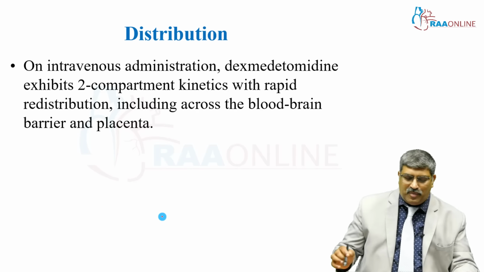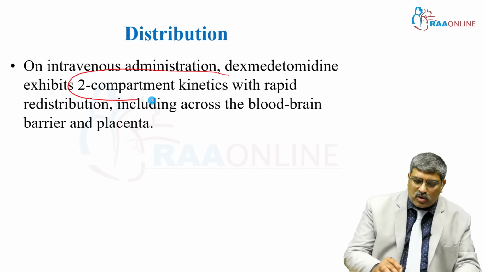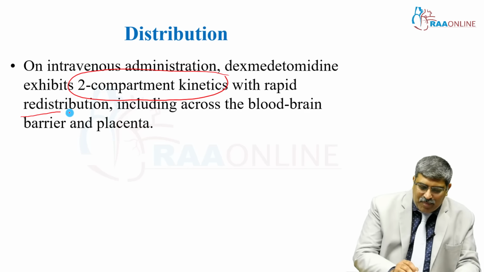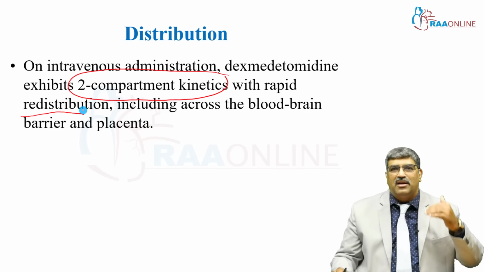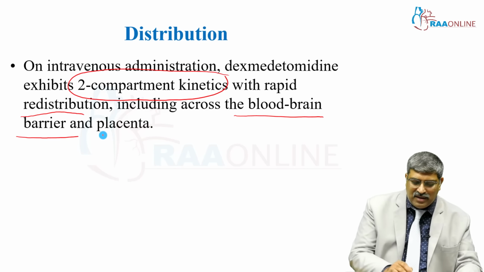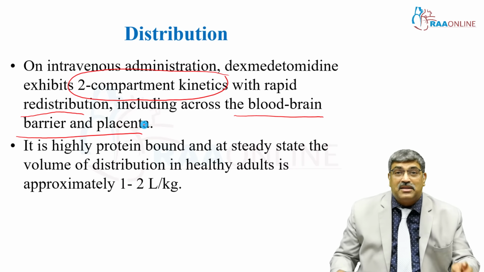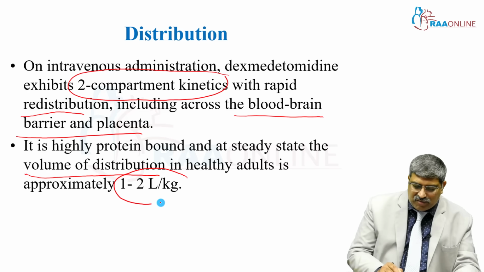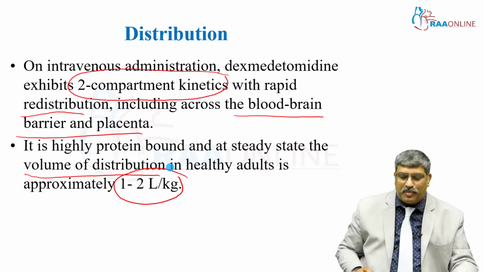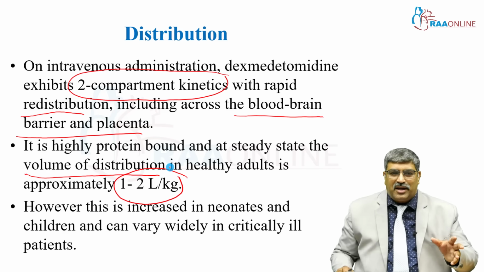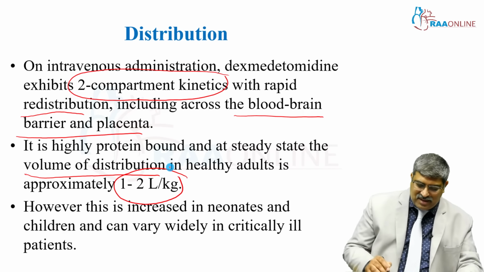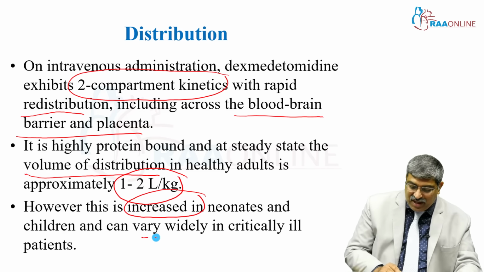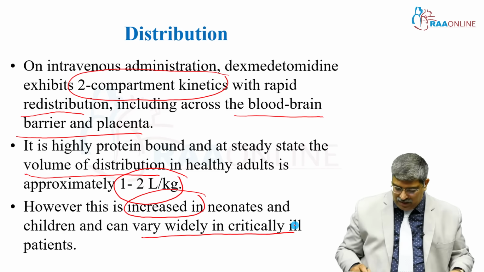On intravenous administration, it exhibits two compartment kinetics, the peripheral and the central compartment. There is rapid redistribution, and it crosses the blood-brain barrier and the placenta. It is highly protein bound, and at steady state, the volume of distribution is roughly around 1 to 2 liter per kilogram. In the pediatric age group and in neonates, this may be increased.